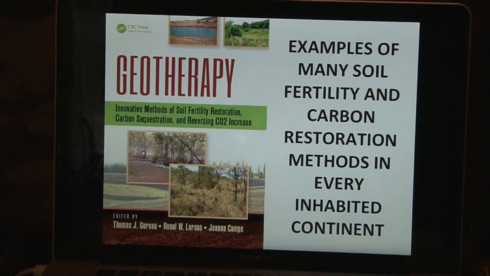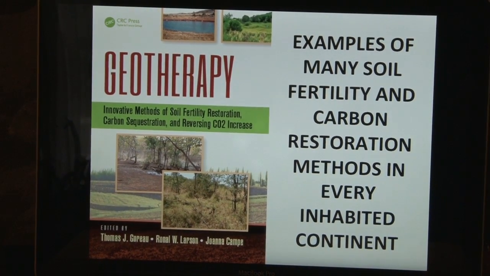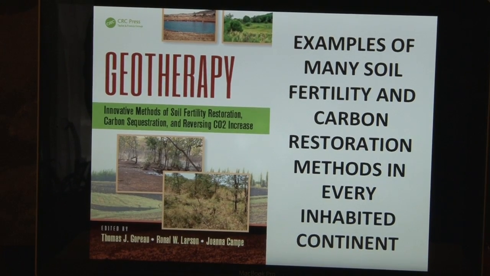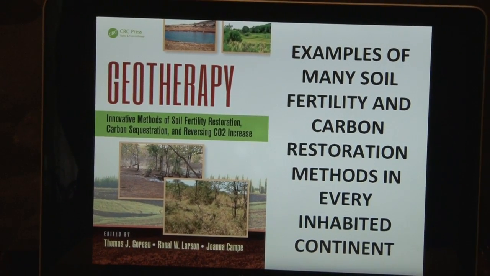Now, there's a large number of people in every habitat of the world who have figured out how to restore their own soils. They've done it for their own reasons. They're mostly farmers or people who inherited a bit of land that wasn't very good and they wanted to turn it back to being rich again.